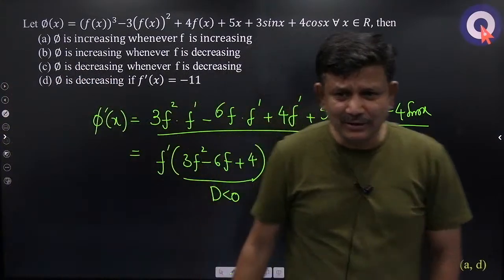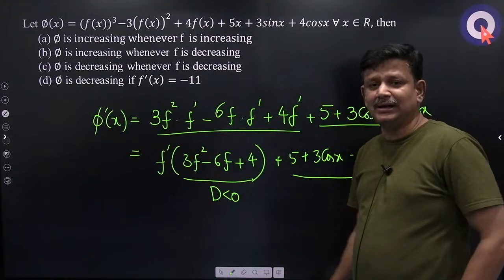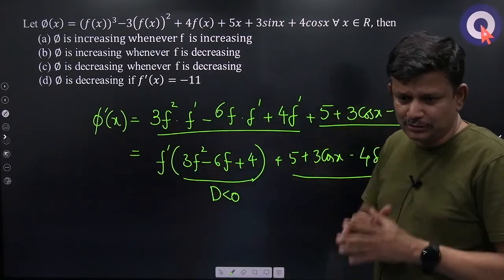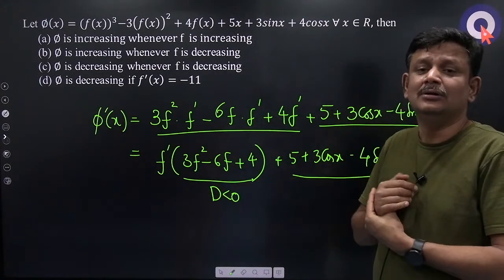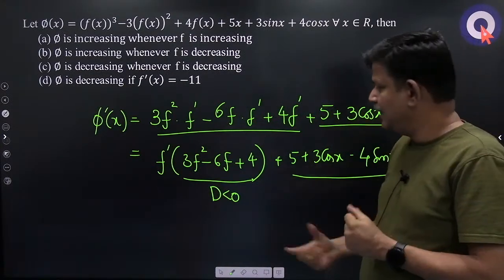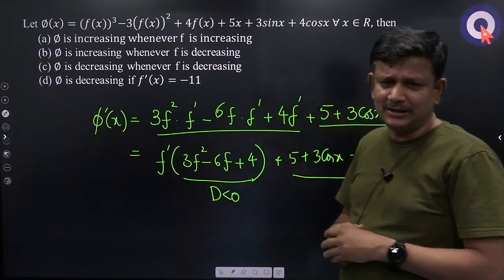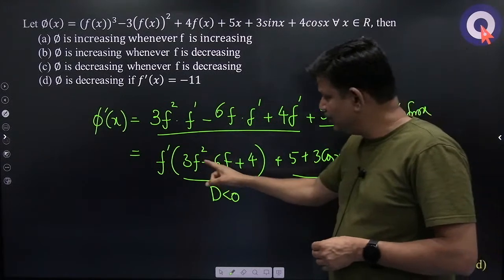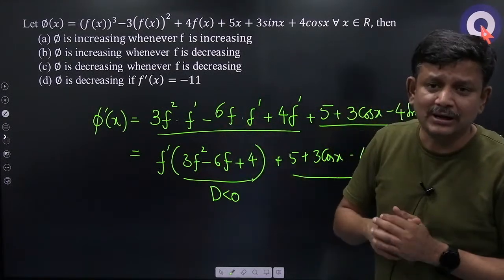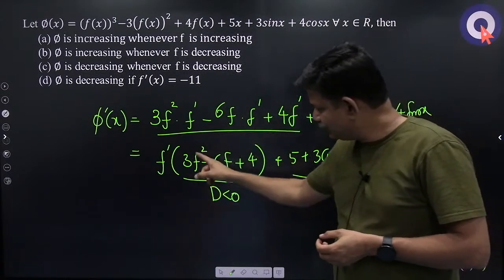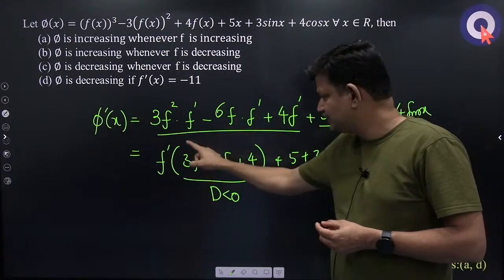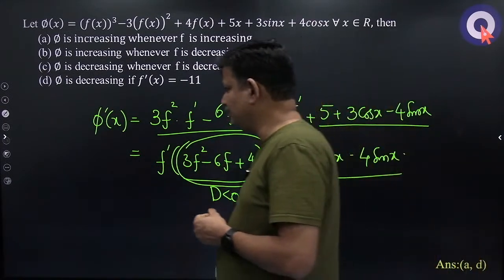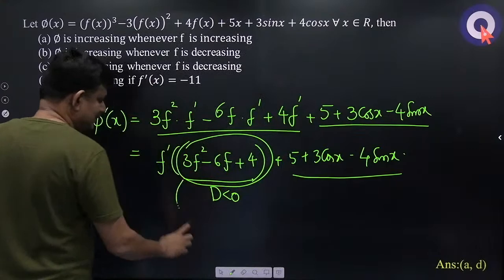When the discriminant of a quadratic is negative, what do you call that quadratic? This will be an irreducible quadratic. You cannot further factorize it into linear factors. Irreducible quadratics are either always positive or always negative, depending on the coefficient of x square. Here f square coefficient is positive, so the expression will always be positive. Whatever be the value of f of x, this will always be greater than 0.